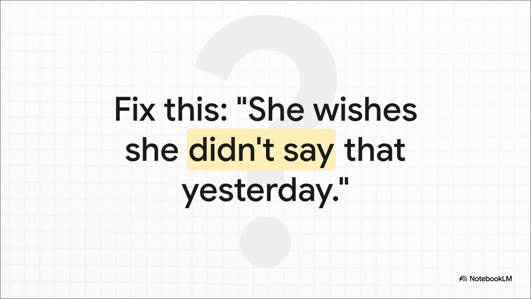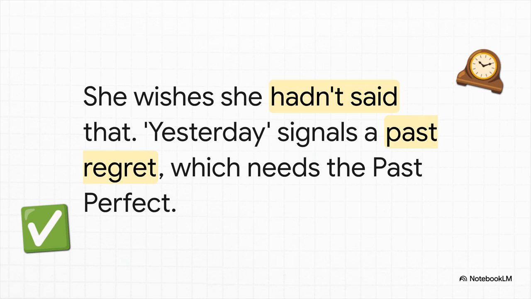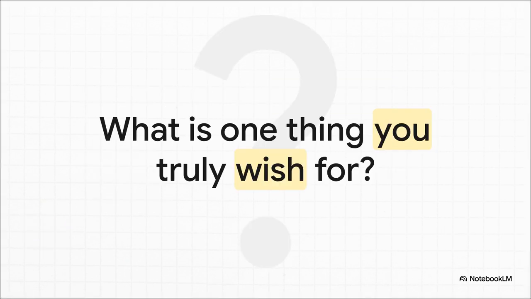Here's the sentence. "She wishes she didn't say that yesterday." The key to cracking this one is a single word in that sentence. What's the big clue, and what does it tell you? Nailed it. The clue was "yesterday." Since we're talking about a regret in the past, we have to use the past perfect. So the correct sentence is, "She wishes she hadn't said that yesterday." You can't change the past, and this grammar proves it. Awesome job. And that brings us to the end.